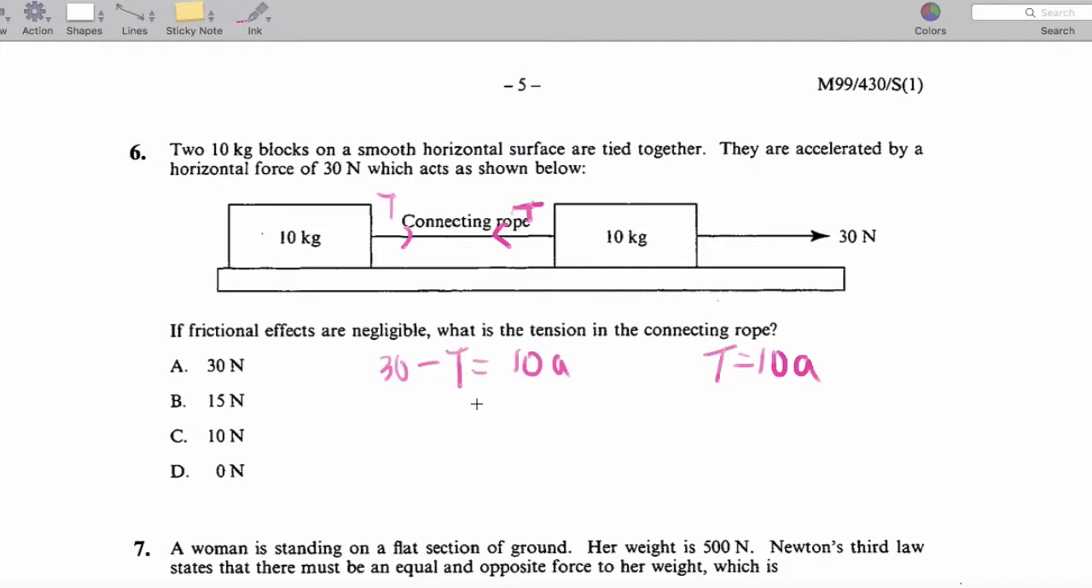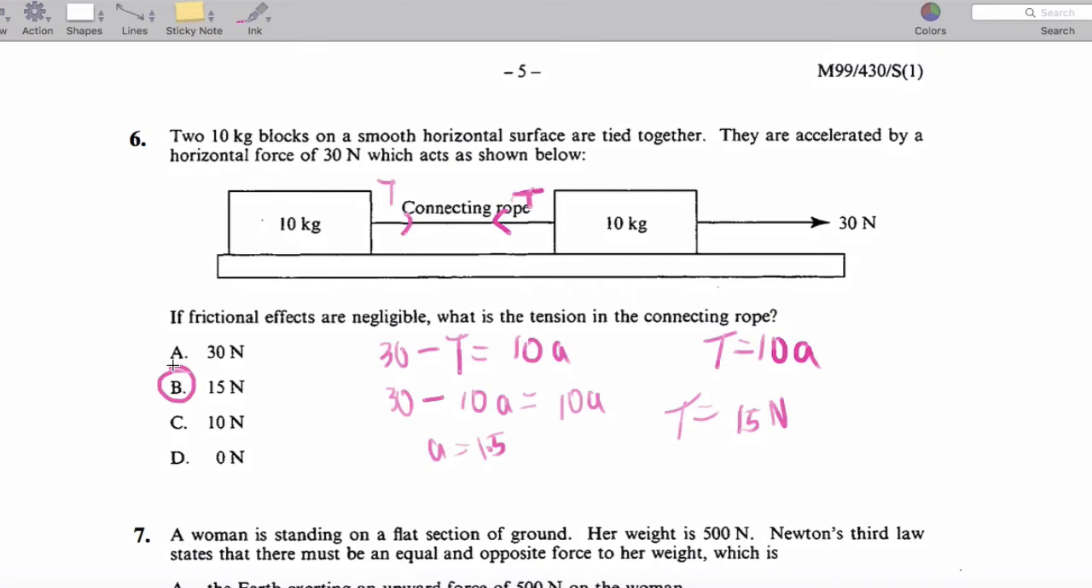And we can actually go ahead and solve for the tension by substituting. So we have 30 minus 10A equals 10A. So A ends up being 1.5. And the tension ends up being 15 newtons. All right.